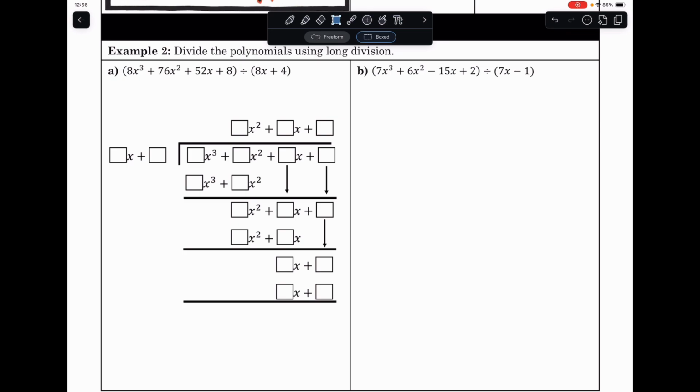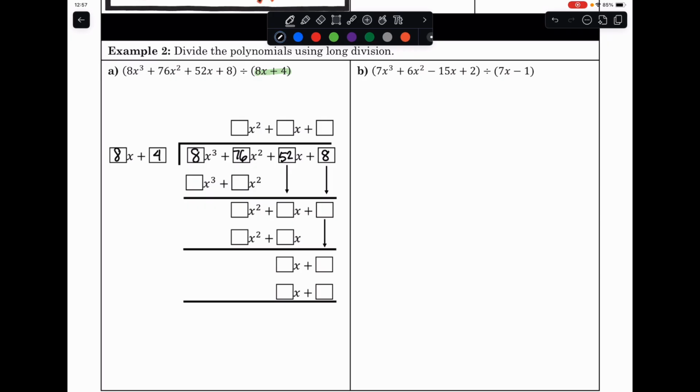Well, with long division, just like with any division, our dividend, which is this one here, goes inside our division box, and our divisor goes on the outside. So this template right here is just so we can focus on the values and the numbers. So we're going to write in the number 8x to the third, 76x to the second, 52x, and 8 on the fourth and final term there. Now our divisor is x plus 4. So we're going to put that on the outside, and right here in our template, that would have 8 in that box and 4 in that box right there.